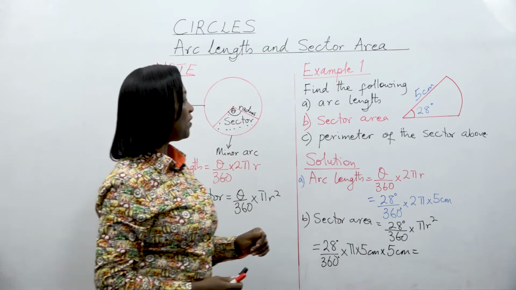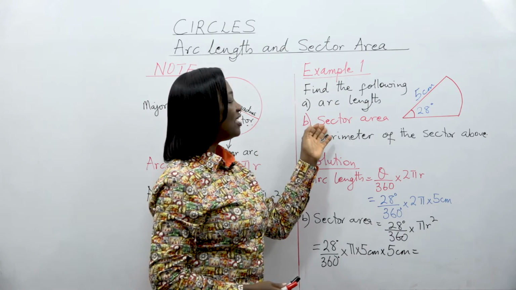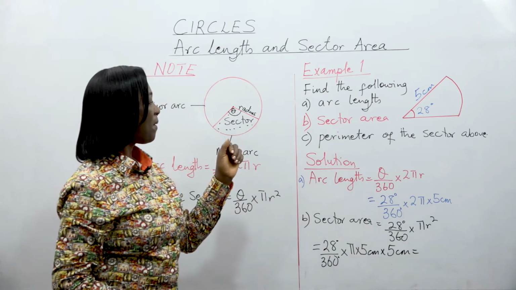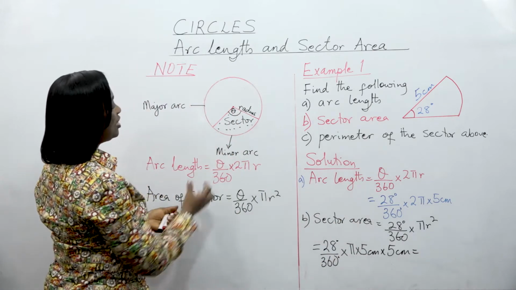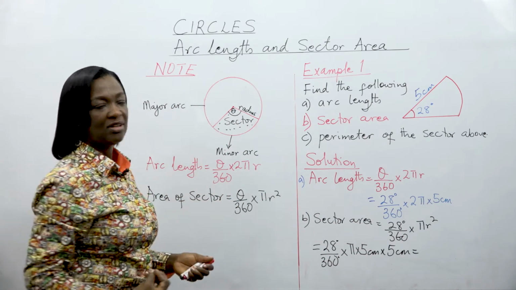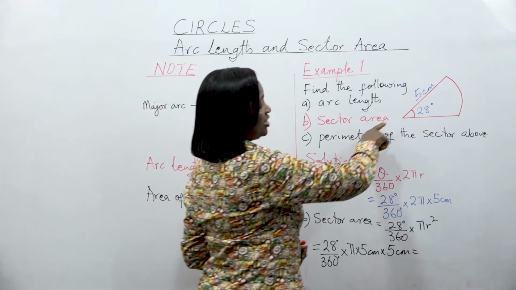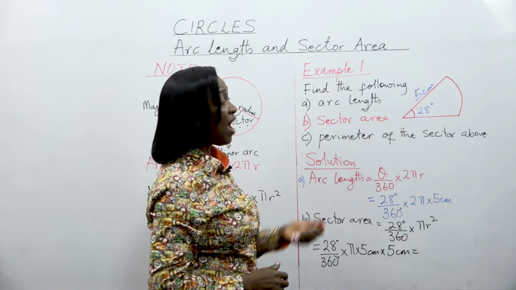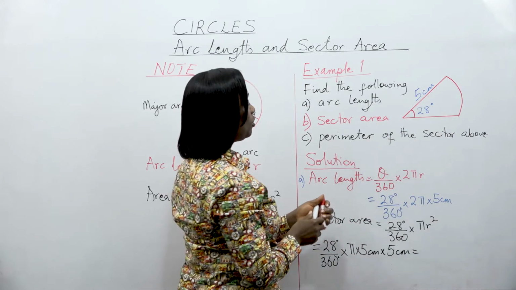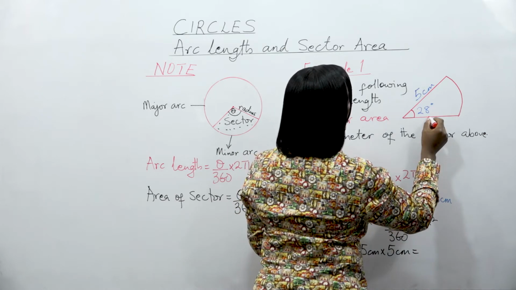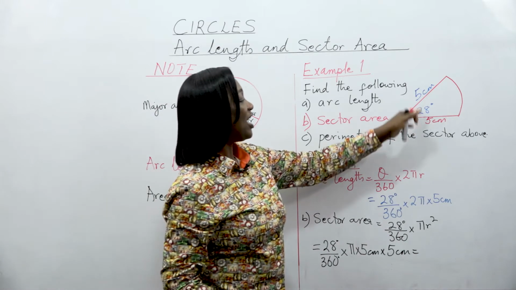Let's look at this example. Find the following: arc length, sector area or area of the sector, and the perimeter of the sector above. This is a sector. It's like cutting out that piece and then taking it out. So in this case, our theta is 28 degrees. And the radius of the circle is 5 centimeters. And for you to have a sector, you have 2 radii. So this is also 5 centimeters. So even if it's not indicated, because it's a sector, they are equal.